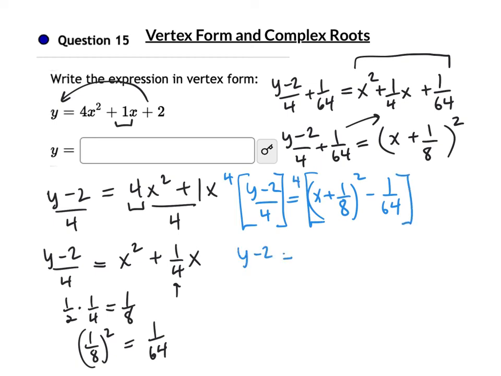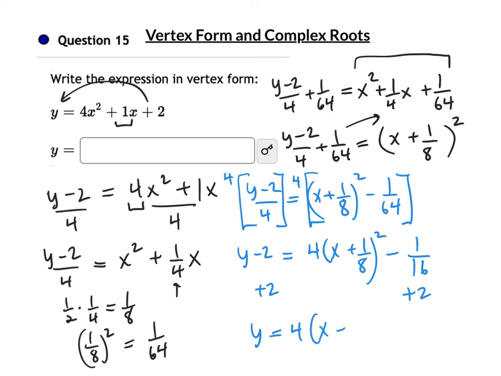Y minus 2 equals 4 times (x plus 1/8) squared minus 4 times 1/64, which is 4 over 64, which reduces to 1 over 16. Last step is to add 2 to both sides. Y equals 4 times (x plus 1/8) squared, and I'm going to plug that in the calculator.